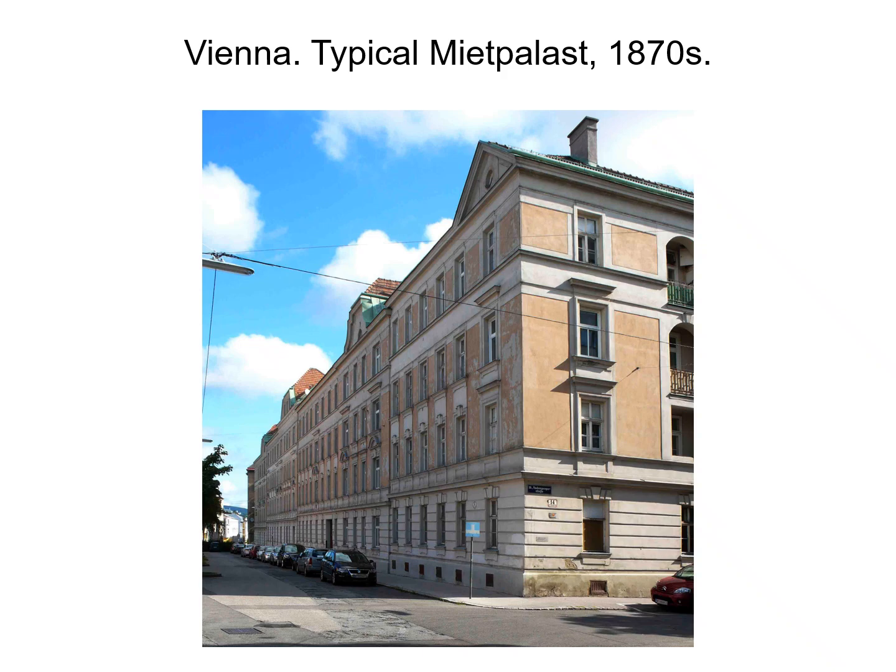Parisian apartment buildings frequently consumed an entire city block, offering a new scale of urban composition. In Vienna, the new apartments in the Ringstrasse district followed similar criteria. This image in Vienna, a typical Mietpalast, 1870s.